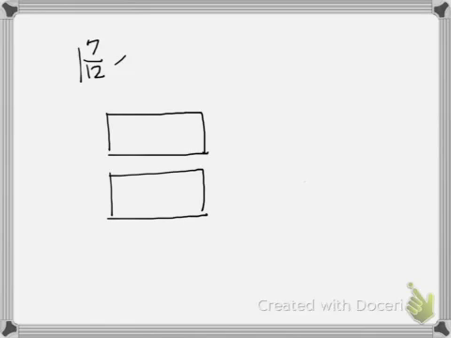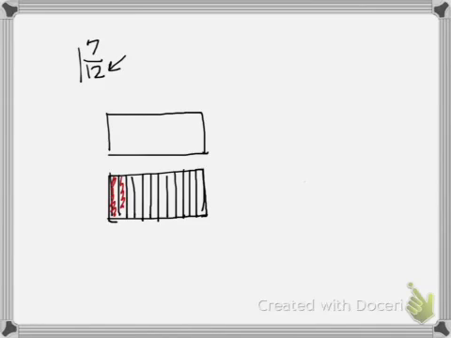And we know our denominator is 12, which means that we've got 12 pieces total. So 1, 2, 3, 4, 5, 6, 7, 8, 9, 10, 11, and that's 12. So I have 12 pieces here, and of those pieces I have 7 shaded. So there's 1, 2, 3, 4, 5, 6, 7.